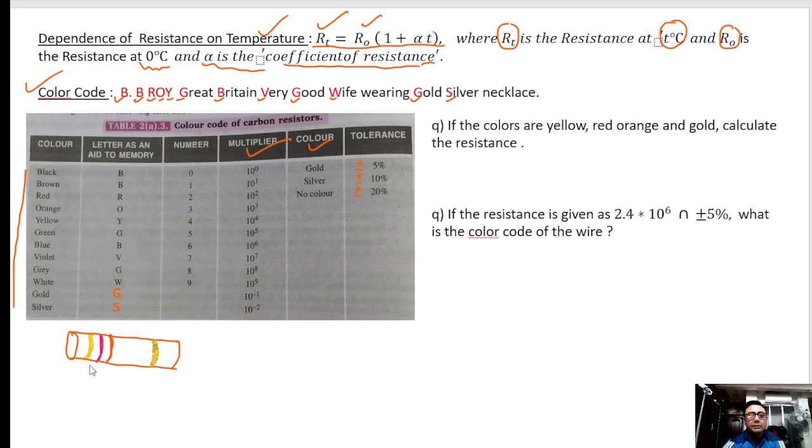So the first color is yellow. What is the value of yellow here? See, yellow is 4, so this is 4. Second color is red. Red is 2. For the first two colors, you have to choose the value. Then the third color gives the multiplier, and the fourth color gives the tolerance.